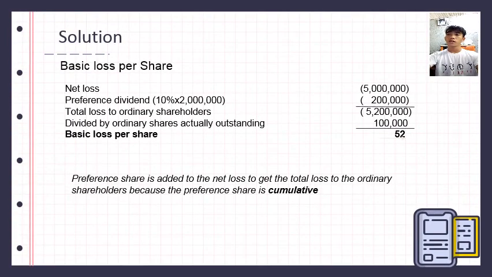And now we use the second measurement of loss per share, which is the diluted loss per share. We have a net loss of 5 million, ordinary shares actually outstanding of 100,000, assumed ordinary shares issued through conversion of preference shares of 40,000, to get the total ordinary shares of 140,000. To calculate the diluted loss per share, we still use the net loss divided by the ordinary shares. We have a net loss of 5 million divided by the 140,000 ordinary shares to get a total of 35.71 diluted loss per share.